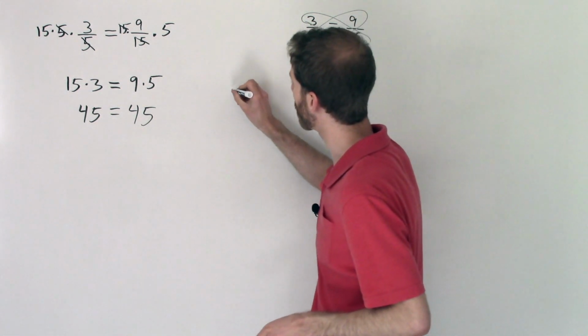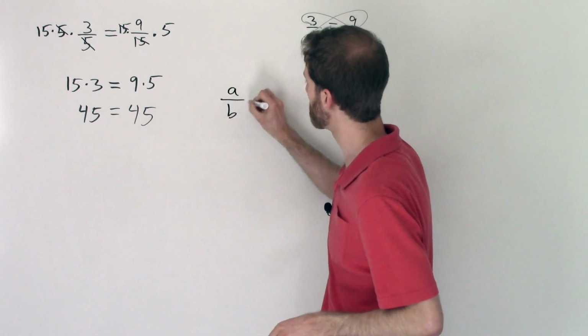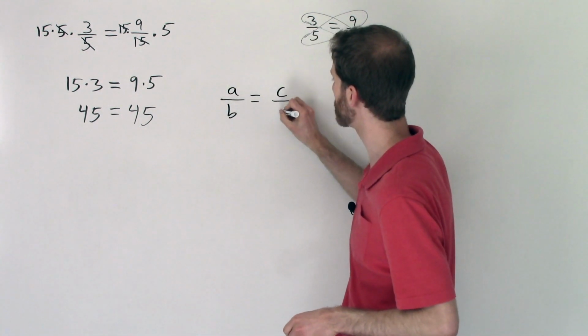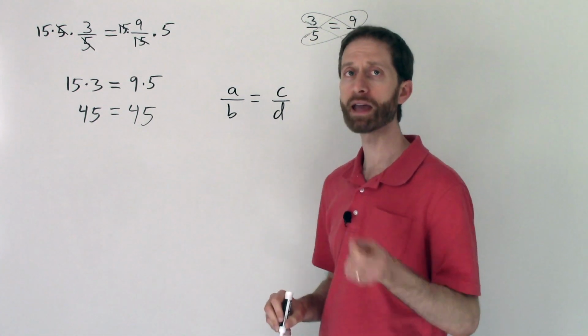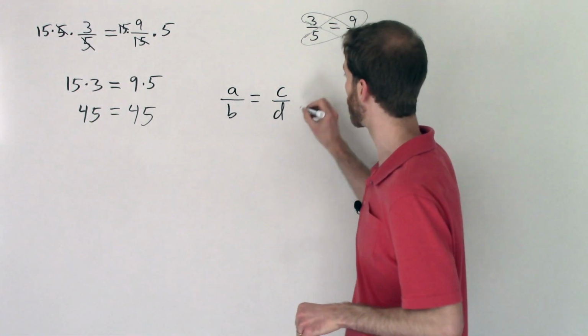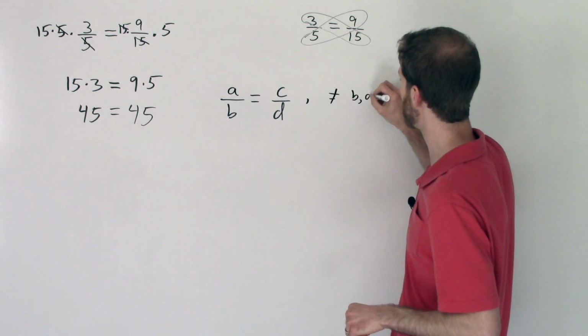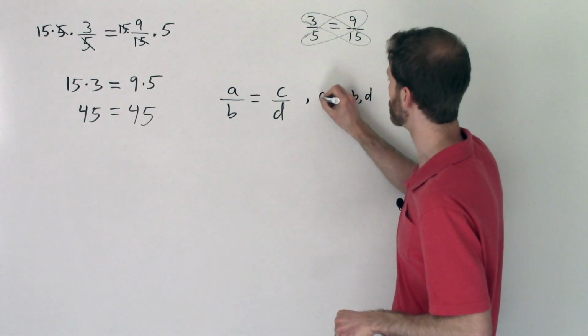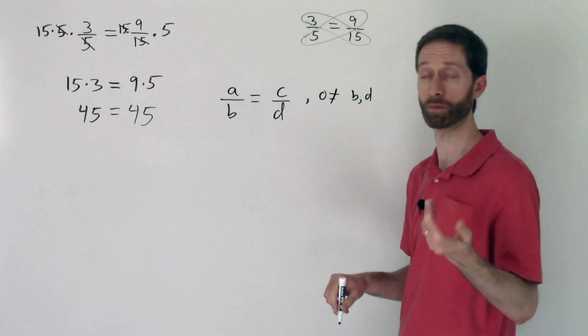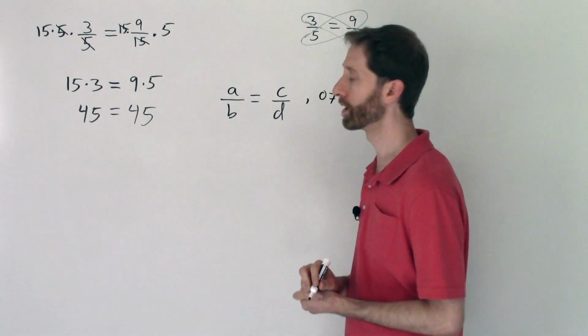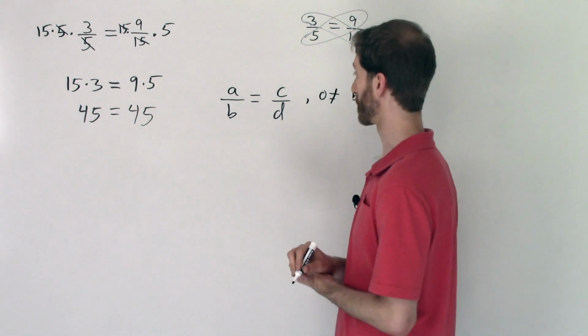So let's say that we have a ratio A over B equals C over D. Now, B and D cannot equal 0. I'm going to put this on the side because we cannot divide by 0. So B and D cannot equal 0. Okay, now I'm going to show you how the cross multiplication thing works.